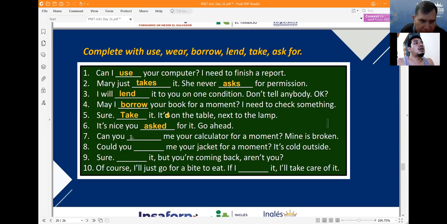Seven. Can you lend me your calculator for a moment? Mine is broken. Could you lend me your jacket for a moment? It's cold outside. Sure. Wear it. But you're coming back, aren't you? Of course, I'll just go for a bite to eat.